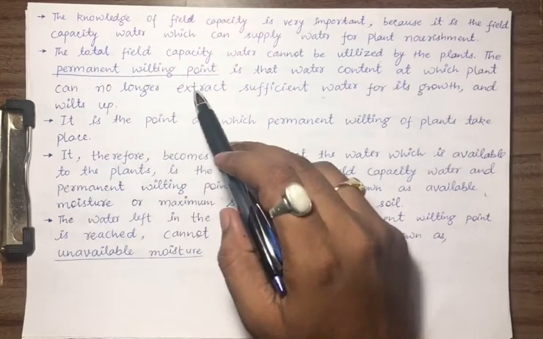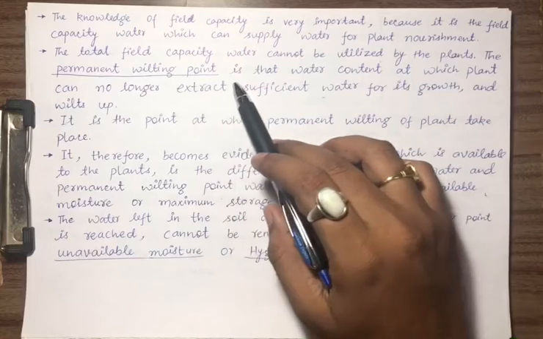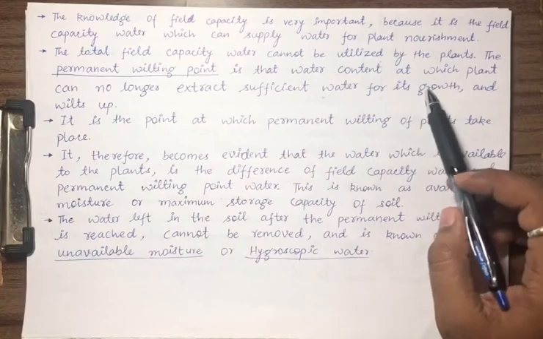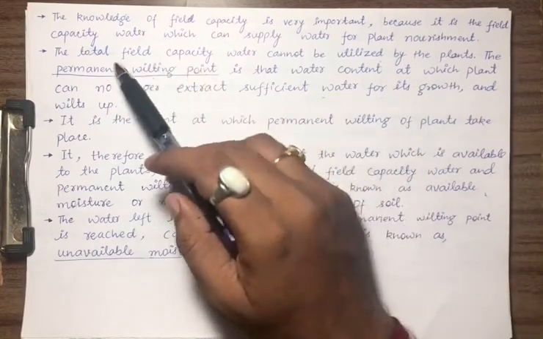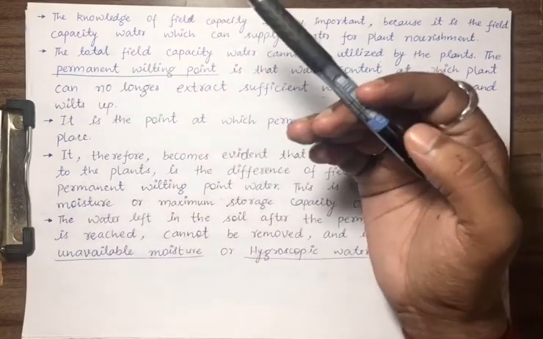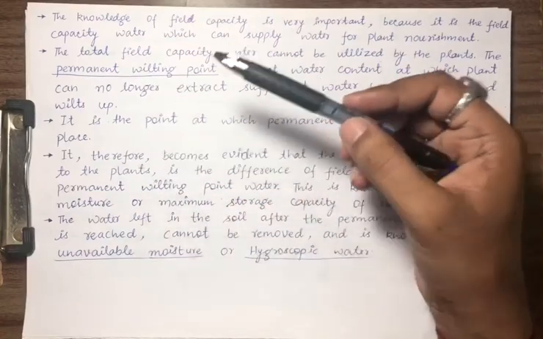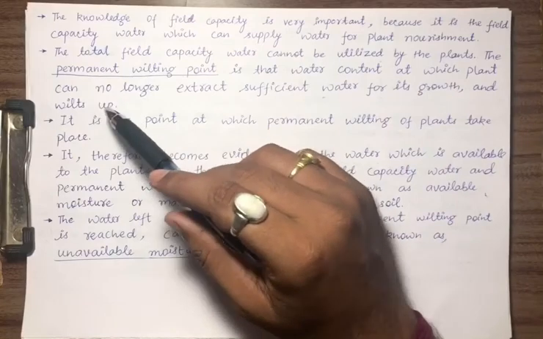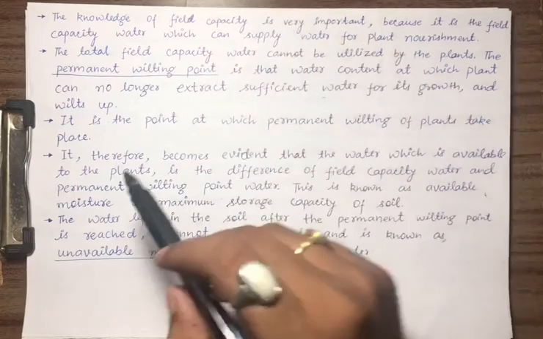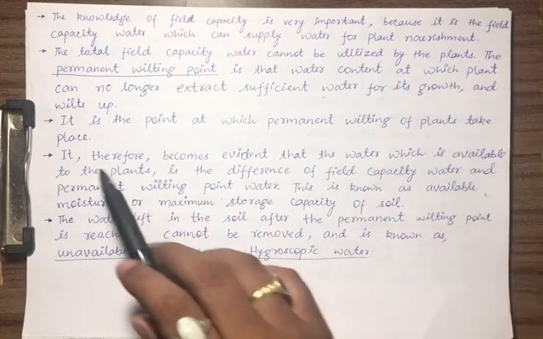The permanent wilting point is that water content at which the plant can no longer extract sufficient water for its growth. If the water has reached this point, the permanent wilting point, the water for plant growth is practically zero. So the plant will wilt, or wilt means dies. So the plants are no longer able to grow, and they will wilt up, and finally they will die. So permanent wilting point is the point at which permanent wilting of plants takes place.